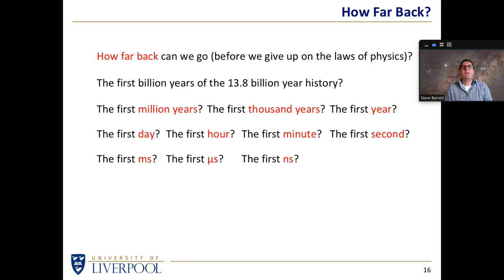Yep. What about the first nanosecond? We're now talking about the first billionth of a second after the Big Bang. Are we fairly confident that we know what was going on at that point? Yep. What about the first picosecond?